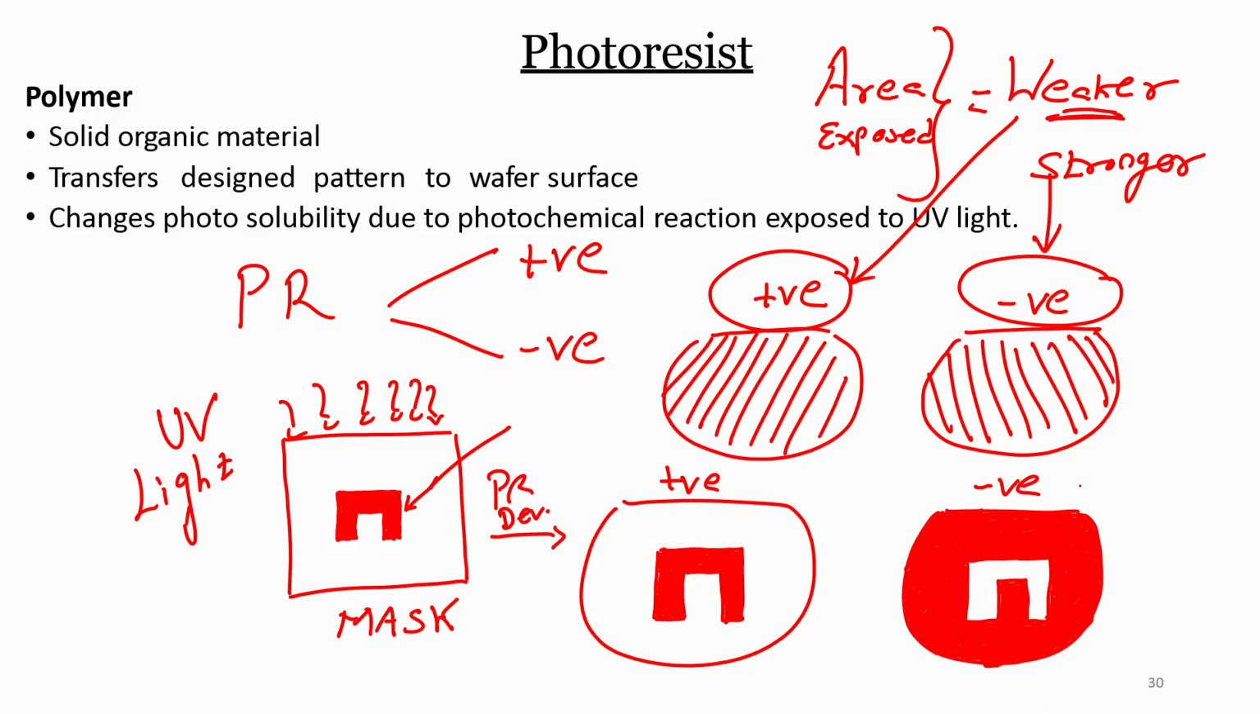In case of negative photoresist, the area which was exposed, this area is exposed, right, exposed under what? UV light. The area which was exposed became stronger, and the area which is not exposed becomes weaker in case of negative photoresist. You can see here it becomes weaker. So, photoresist is developed in this area.